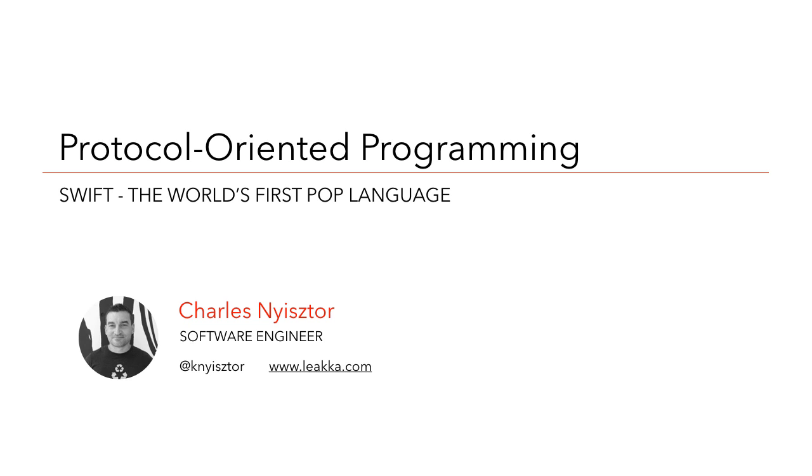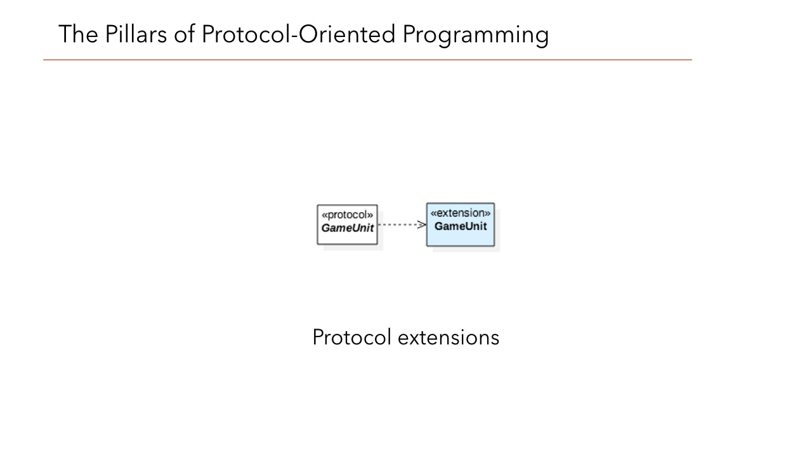Now, let's go through some of the core protocol-oriented programming concepts. With protocol extensions, we can provide default method and property implementations to all conforming types. Without protocol extensions, we would have to provide the implementation in each class or create a common base class and define the common methods and computed properties there.